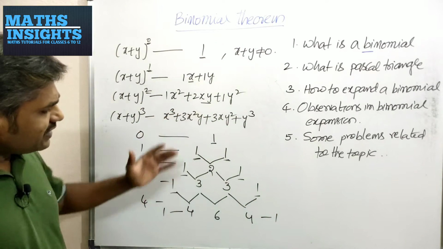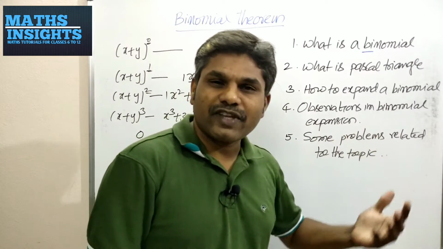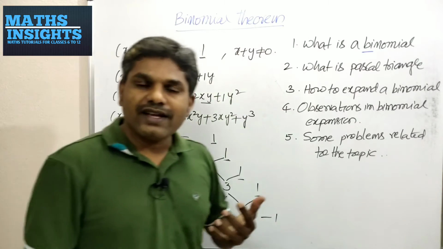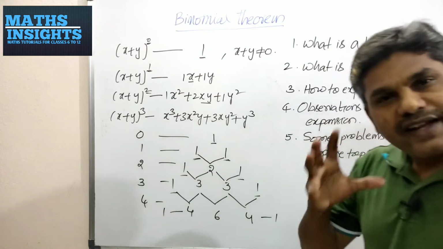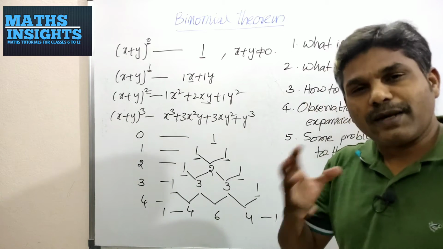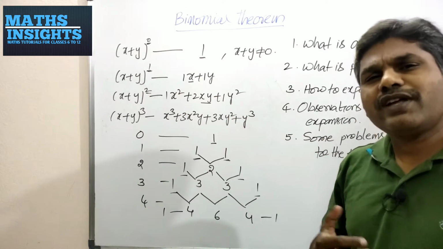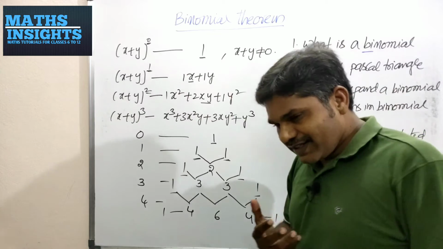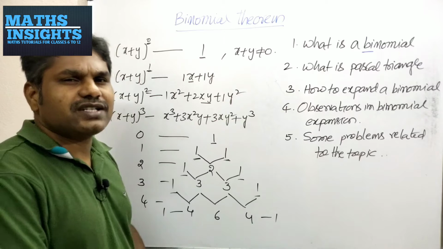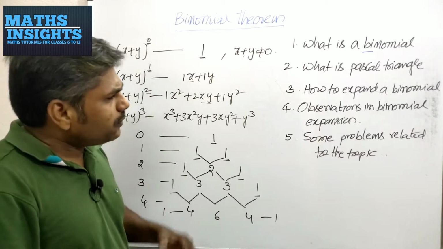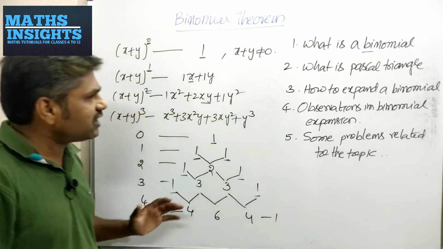See, it is appearing like a triangle. This is called Pascal triangle. Pascal is the name of a scientist who designed a triangle for writing the coefficients of a binomial expansion. By using these coefficients, you may expand the binomials, whatever the power may be, but it is somewhat difficult. Blaise Pascal is a French scientist who discovered this.